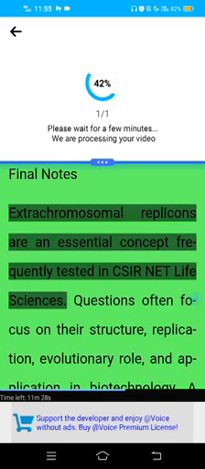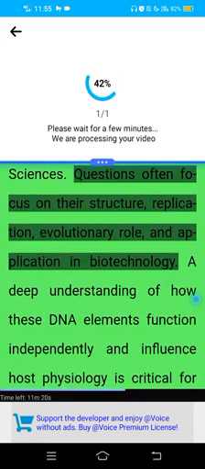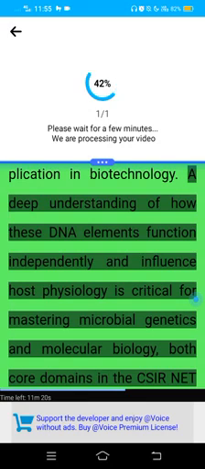Final notes. Extrachromosomal replicons are an essential concept frequently tested in CSIR NET Life Sciences. Questions often focus on their structure, replication, evolutionary role, and application in biotechnology. A deep understanding of how these DNA elements function independently and influence host physiology is critical for mastering microbial genetics and molecular biology, both core domains in the CSIR NET syllabus.